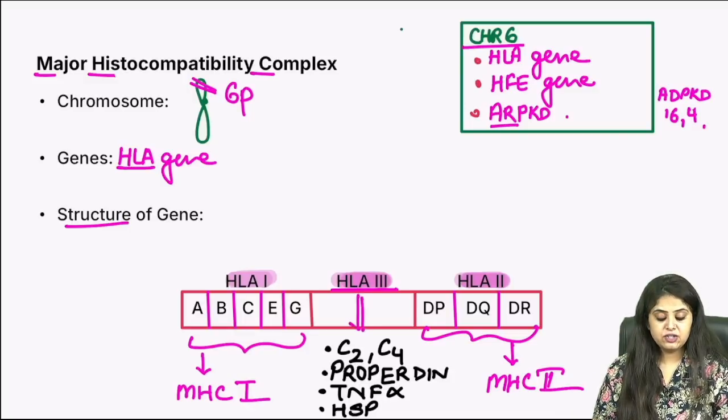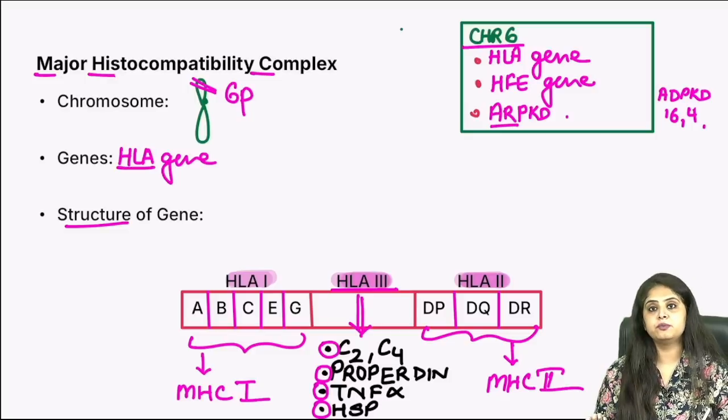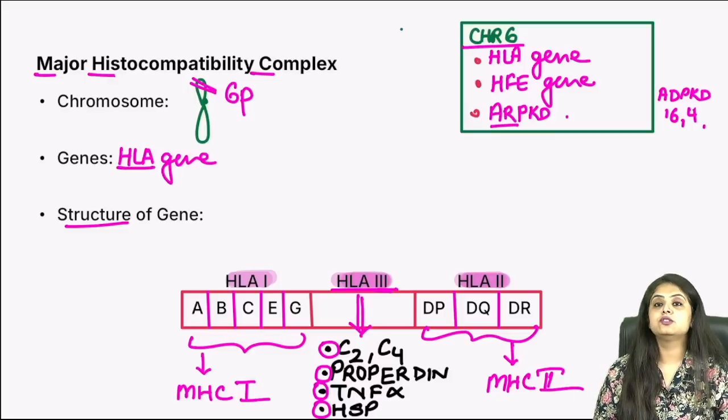In turn, HLA gene 3 codes for certain complement proteins, especially the early complement proteins like C2, C4, even properdin that comes in the alternate complement pathway. Then it codes for certain proteins like TNF alpha and heat shock proteins. So complement proteins and other proteins is what HLA gene 3 is going to code for.